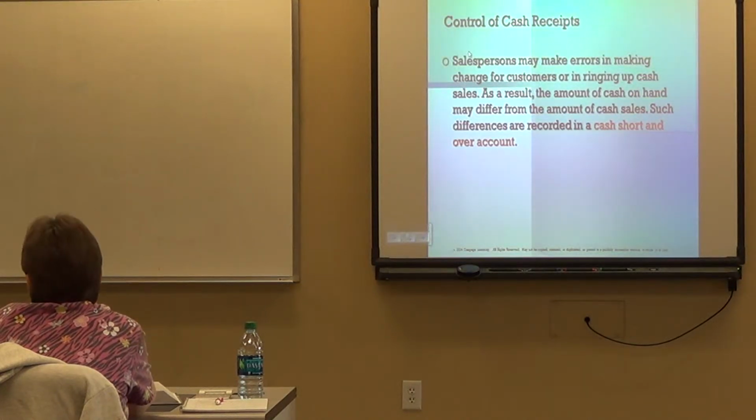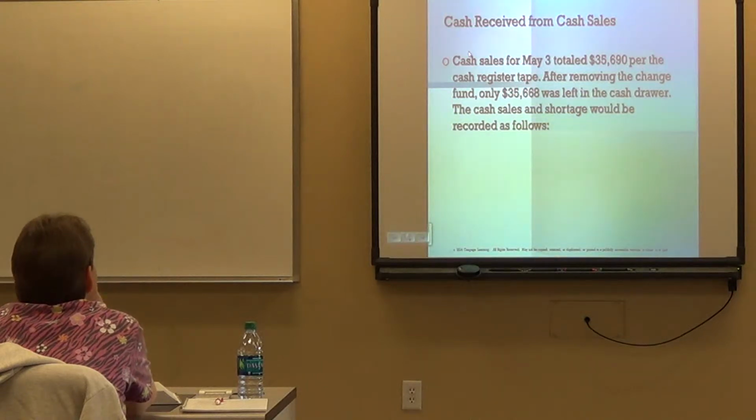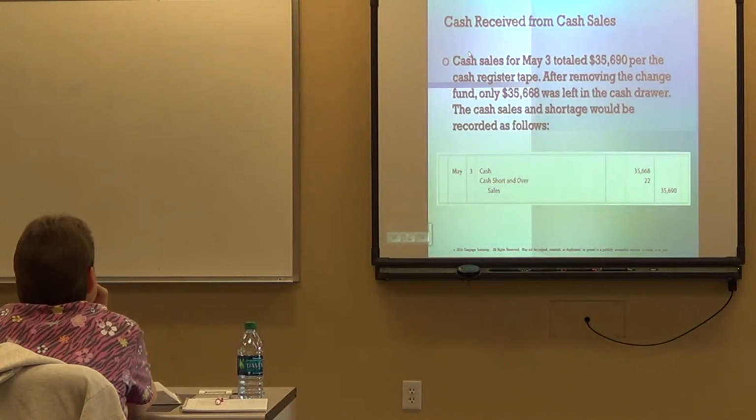Most of you have probably worked in retail and have a good understanding of how that works. So cash received from cash sales here is basically just the overview of whether you're over or short. In this example, we have cash sales of $35,690, and what was left in the drawer was $35,668. So we're short a little bit, and that's what we would record as a transaction there.